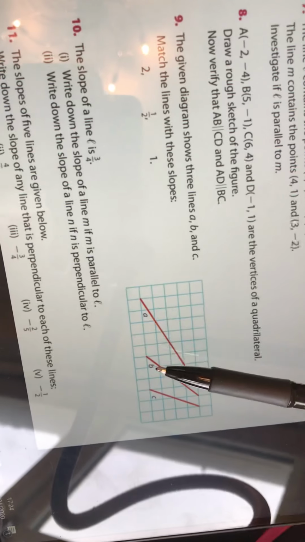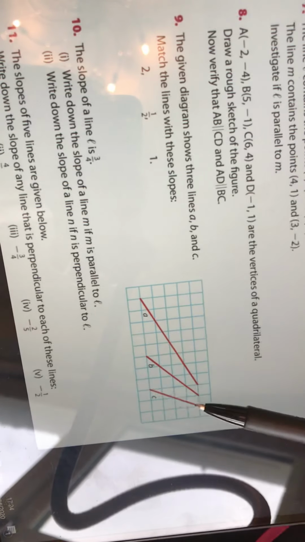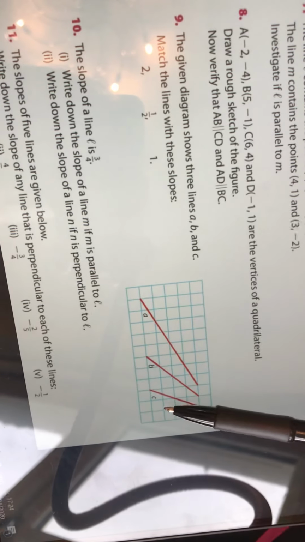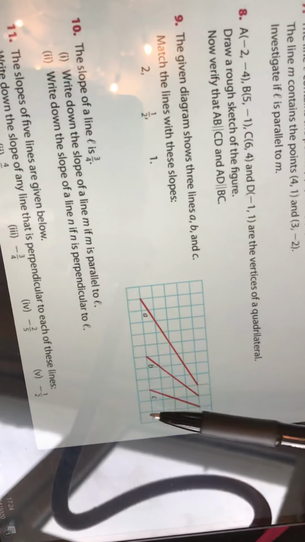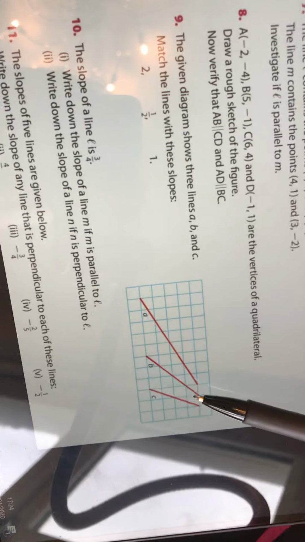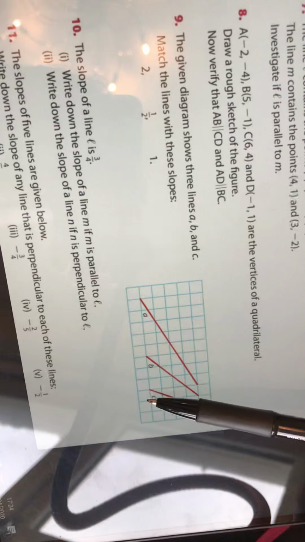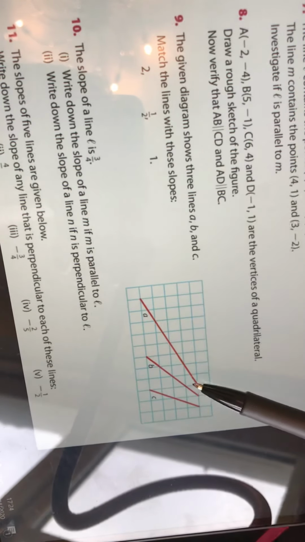If you want to double check that, you could do rise over run. Do you see the way you have 4 boxes high there and 2 across? So that's 4 over 2, which is 2. Here we have 1, 2, 3, 4 above, 4 across. And here we have 4 up, 8 across. So that one's the half.